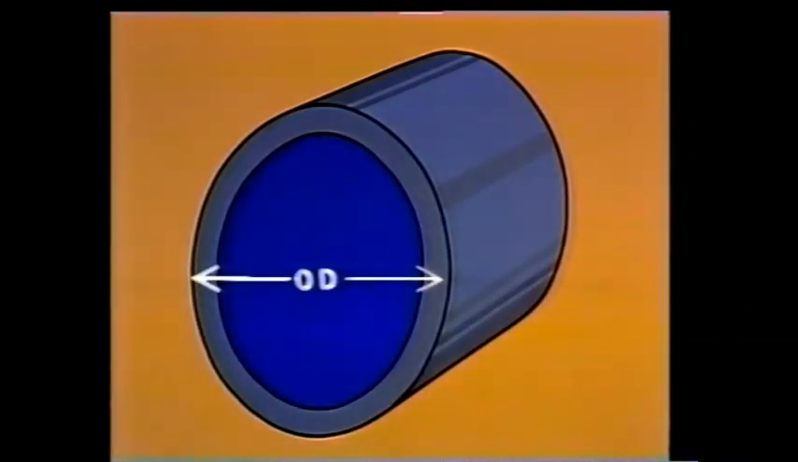Moreover, you'll see that some measurements remain constant and others vary. The outside diameter of a pipe is always constant, but the inside diameter varies with the schedule of the pipe wall. Now, let's talk about how a piping system is built.